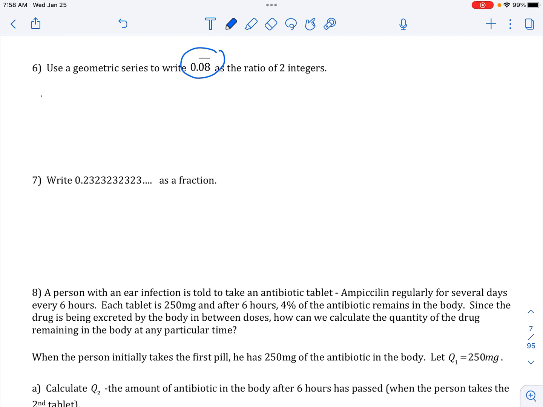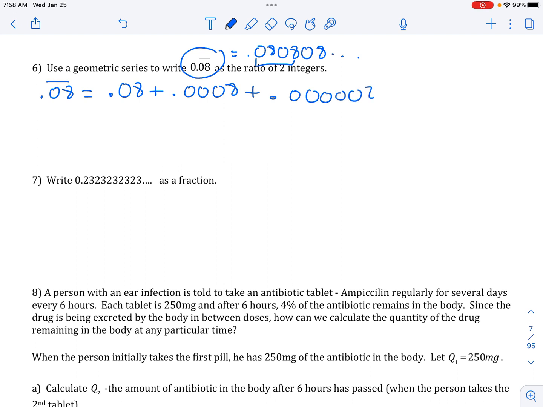So let's think about what 0.08 repeating is if we wrote it out. This is really 0.08, 08, 08, etc. So then to get the next 08, we would have to add 0.0008. That would create these first four numbers. And to get the next one, we add 0.000008, etc. Right? Okay.